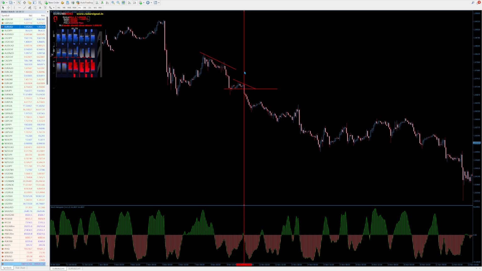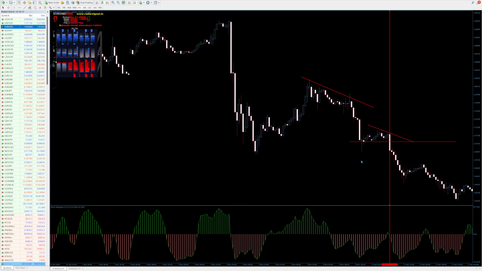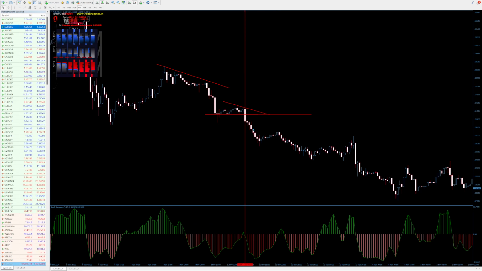In fact, where is the breakout? I'm so confused with all the different elements. Let's have a look. To be fair, the histogram did cross below the zero line, so that would have been confirmation for that trade. That's well and good. We also had the bearish divergence to an extent there as well.